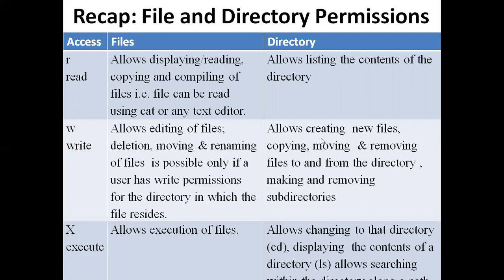So, write permission for a directory means we can make changes in a directory file. It means we can copy, move, and remove files to and from that directory. Similarly, we can create or delete subdirectories from a particular directory for which write permission has been given. Execute permission means execution of the file is allowed.